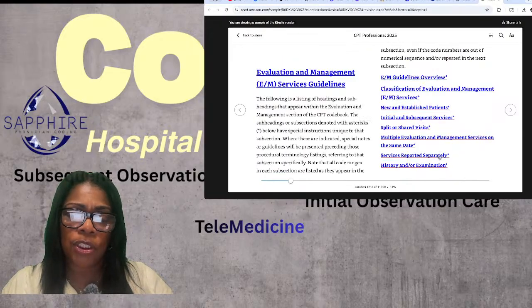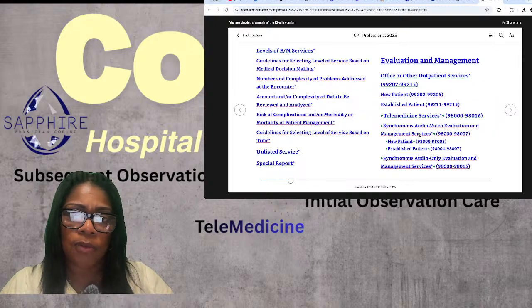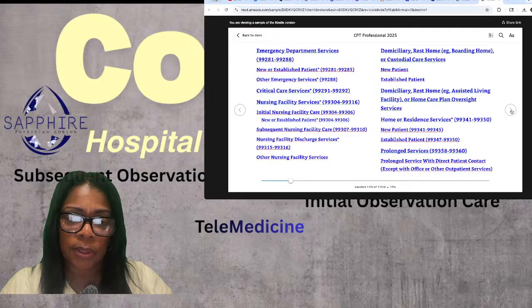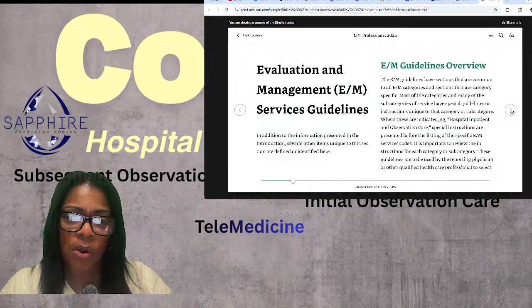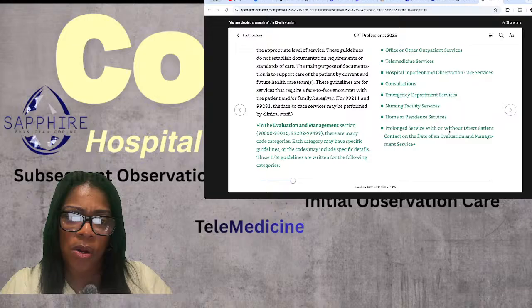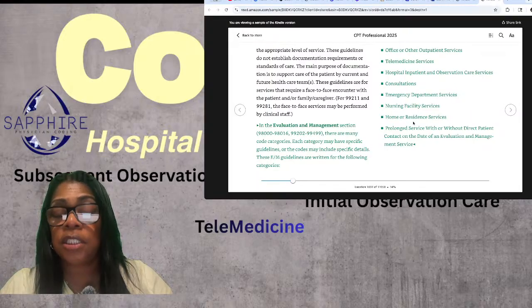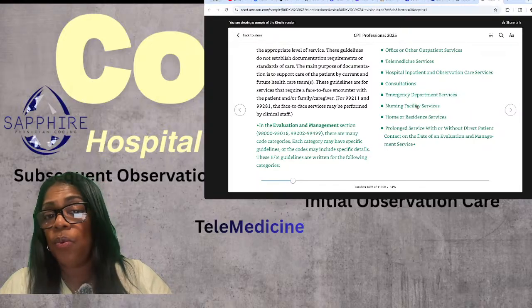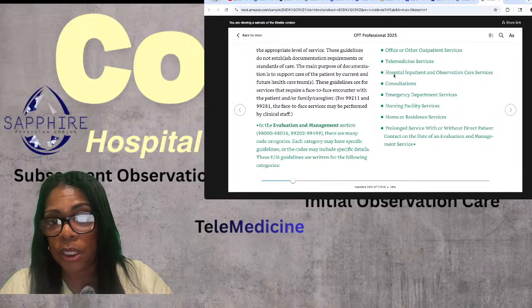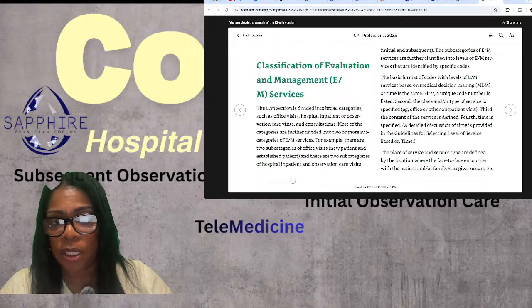So what I'm doing is just scrolling down: evaluation and management, levels of service. It probably won't let you click on any of it. And here: office or other outpatient services, telemedicine, hospital inpatient observation care, consultations. That's why I said to read the CPT book in its entirety. But we're not all the way down here. We're literally right here: observation, consultation, emergency room, telemedicine, okay?